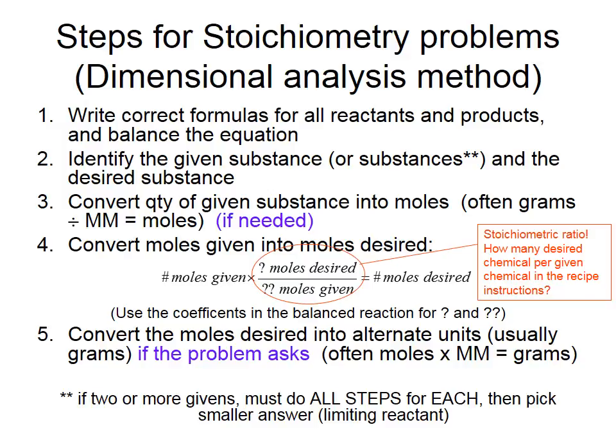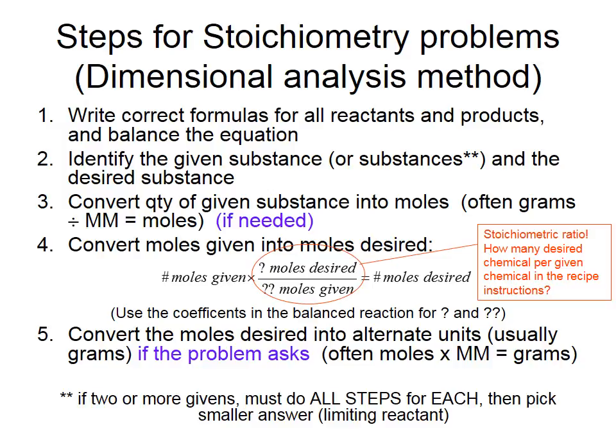Okay, look at the asterisk down at the bottom. This is where it gets complicated. If you are given 2 or more givens, that's a limiting reactant problem. So if you're told 2 grams of oxygen and 3 grams of hydrogen, I have to repeat this process for each one and then pick the smaller answer. The smaller answer will tell me the actual theoretical yield, and the given reactant that got me the smaller answer is considered the limiting reactant.